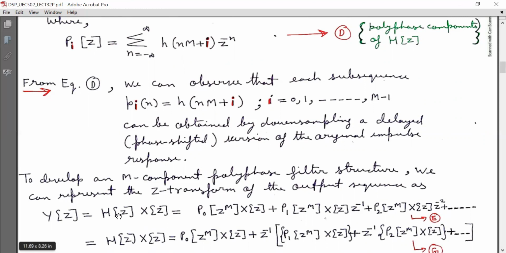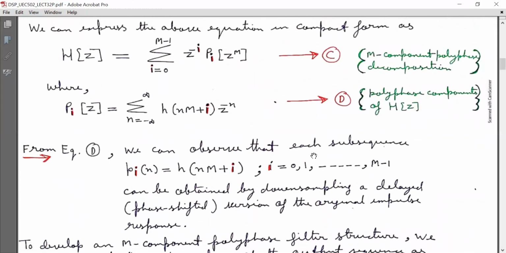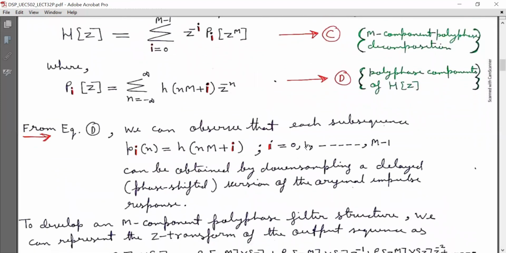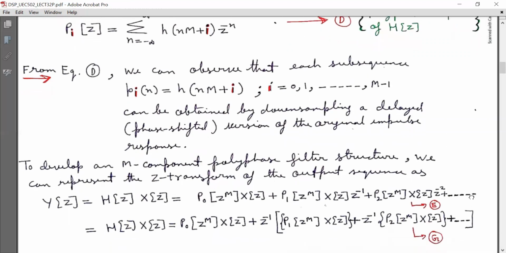So now instead of H(Z), I will substitute equation C based on M component polyphase decomposition here and expand it, and I will find that P0(Z^M) X(Z) plus P1(Z^M) X(Z) Z^-1 plus P2(Z^M) X(Z) Z^-2 plus so on. Mark it as equation E.